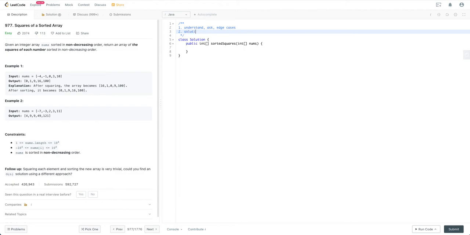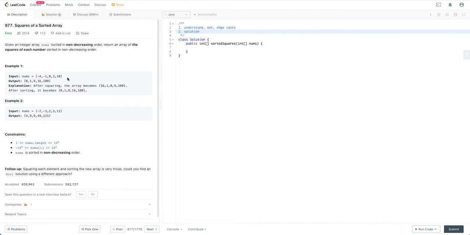After you understand the problem, the next step is always to think about the solution and talk with your interviewer, do some runtime and space analysis, etc. So I would say the best we could do is O(n) for the approach. What we could do is, first of all, find the point which is the split between the positive and negative numbers. And then we keep two pointers there, one pointer going towards the left and one pointer going towards the right.